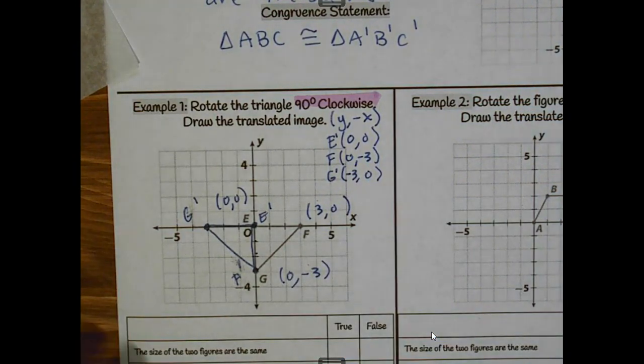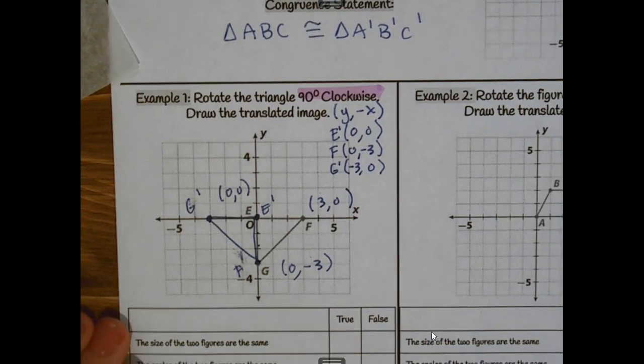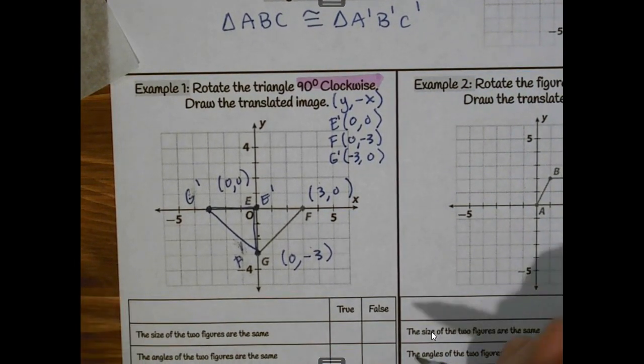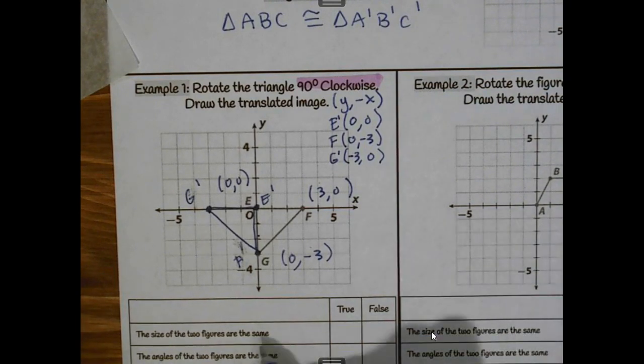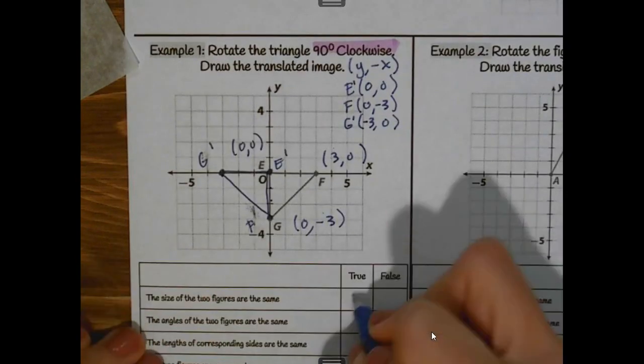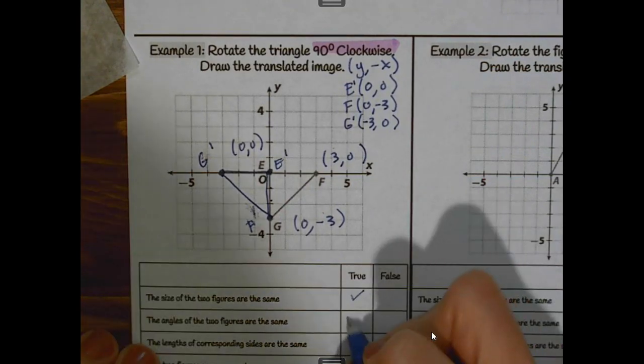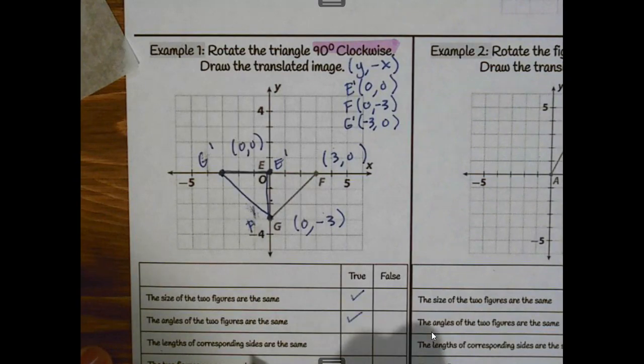All right, so let's talk about what we know about my two triangles. So what do you know about the two triangles? Well, the size of the figures, are they the same? Yes, they are the same. That is a true statement. All right, and the angles of the two figures, they are the same. That's a true statement. The lengths of the corresponding sides are the same.